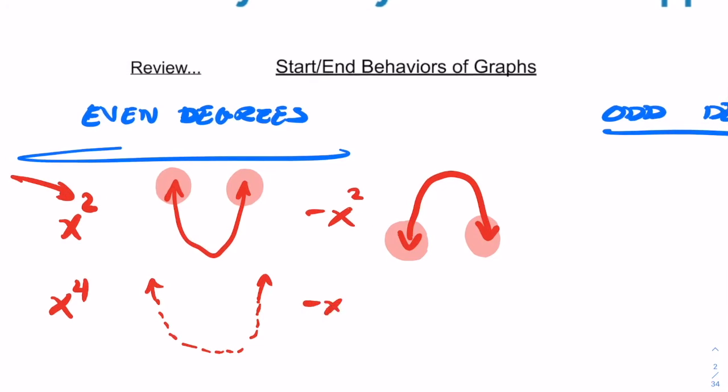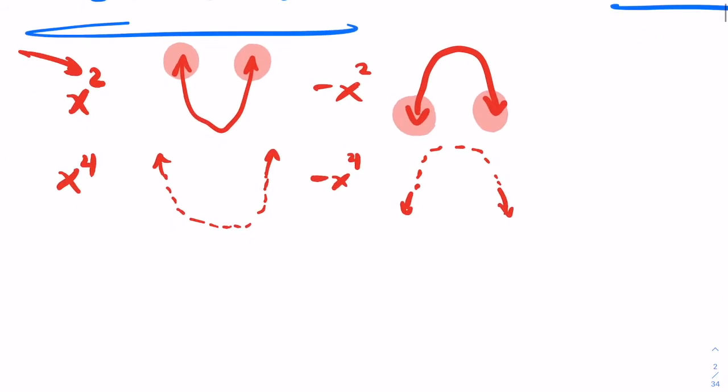Now, if it was a negative x to the fourth, then you know they would be pointing both down in the same direction. Okay? So, same with x to the 10th, okay? We don't necessarily know what happens in between, but we know that they both point upwards if the leading coefficient is a positive, okay?